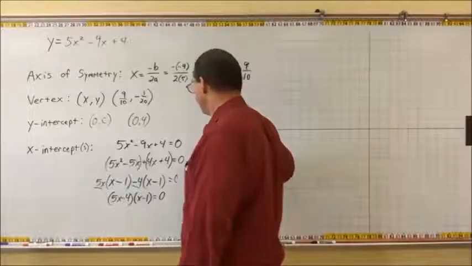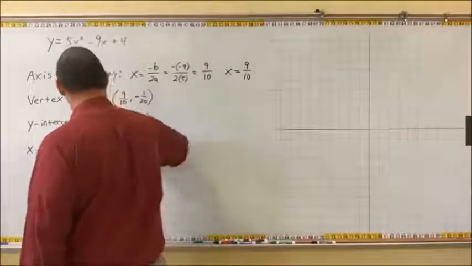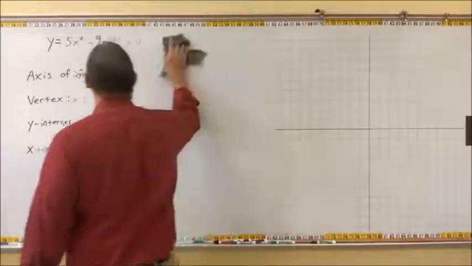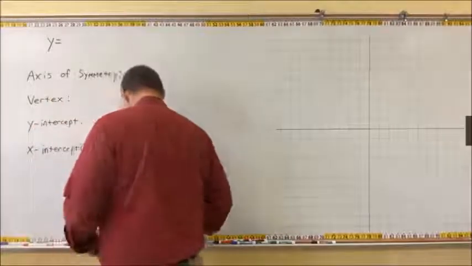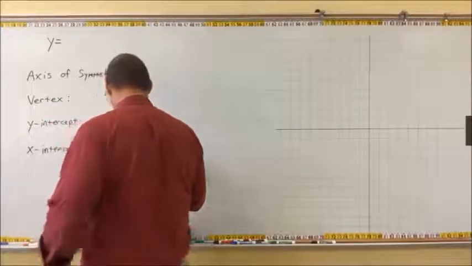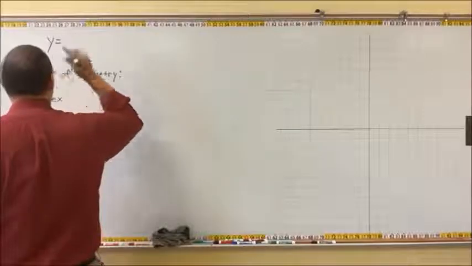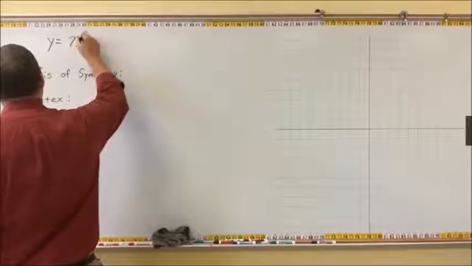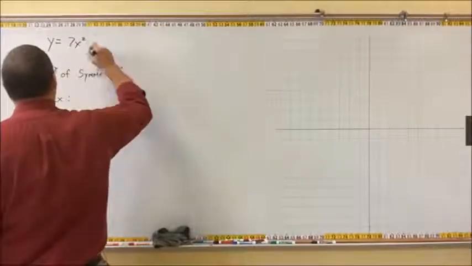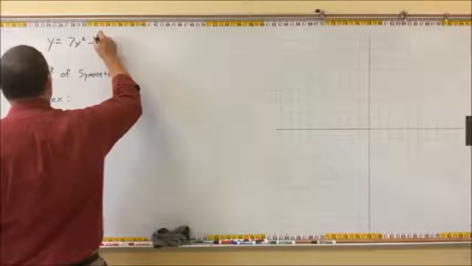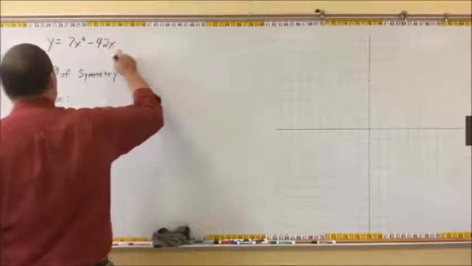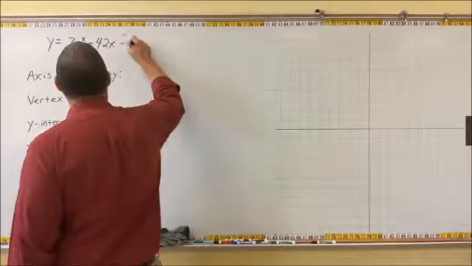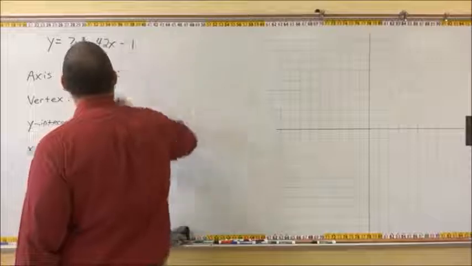Let's see here. All right. Let's do one that's a little bit easier, maybe. Let me think about this one for a second. How about 7x squared minus 42x minus 1. Let's do that.